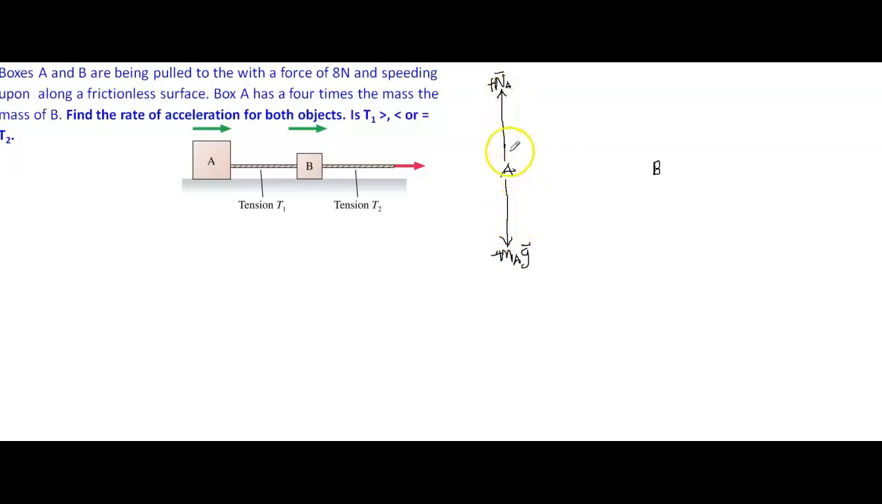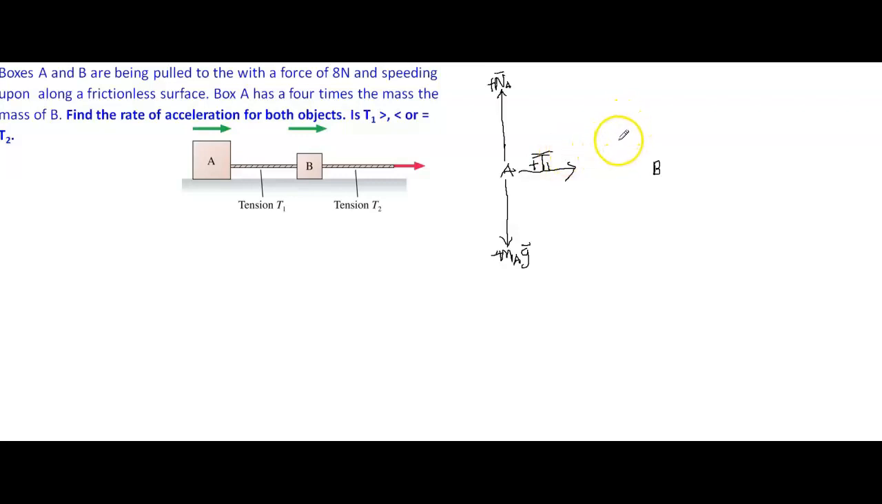I drew those to be about the same size because the object is not accelerating in the vertical direction, it's only accelerating in the horizontal direction. So the normal force in this case should be equal to the weight of the object. All right. There is a rope or a string attached to this, and it's being pulled to the right, and it's got a tension T1 in the string, and since it's pulled to the right, it's got a positive tension for the direction of the force.